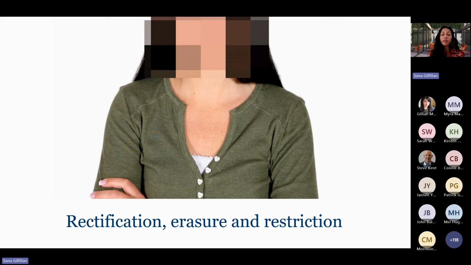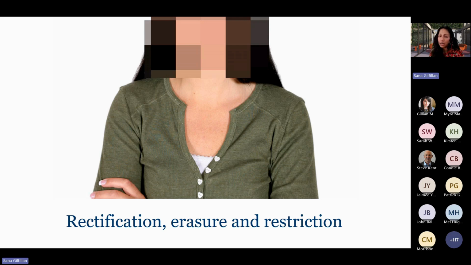So then we have rectification, erasure, and restriction. Just a quick overview of what those are. The right to rectification is Article 16, the right to have any inaccurate data amended without delay. And if you have incomplete data, for it to be completed by means, for example, of a supplementary statement. The right to erasure is also known as the right to be forgotten. It's the right to request deletion or removal of personal data where there's no compelling reason for continued storage.